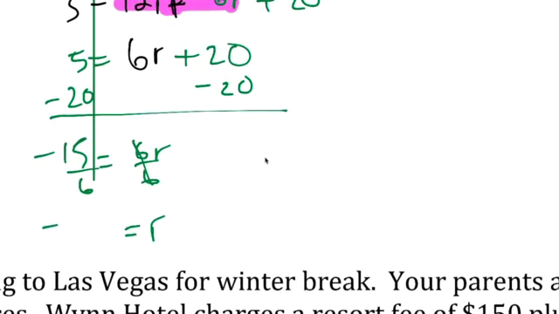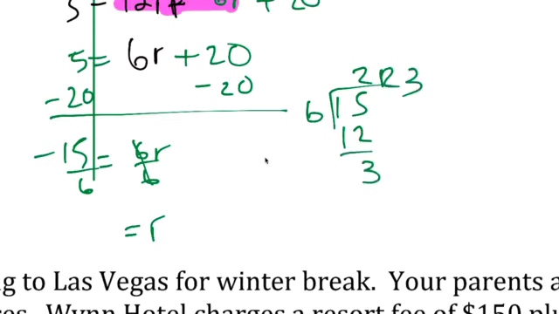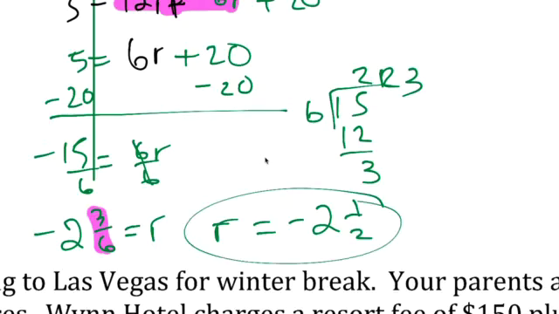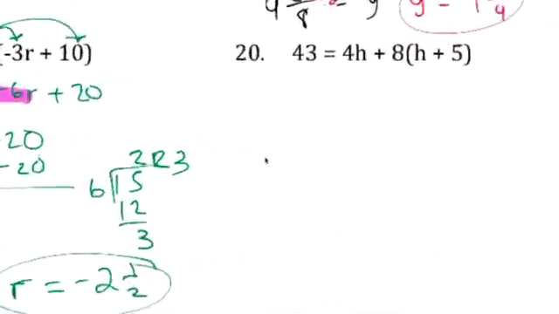You reduce that. Okay, let's divide 15 by 6. It goes in 2 times, 12, remainder 3. So your answer is negative because there's one negative: 2 and 3 over 6, or you can reduce 3 over 6 to 1/2. r is equal to negative 2 and 1/2. Okay, and the last one here.